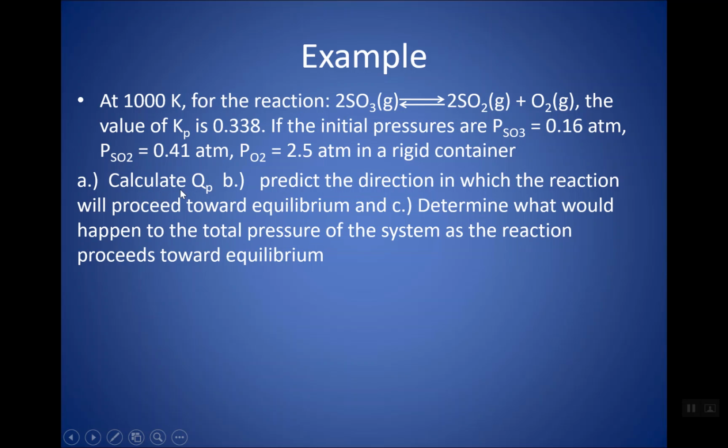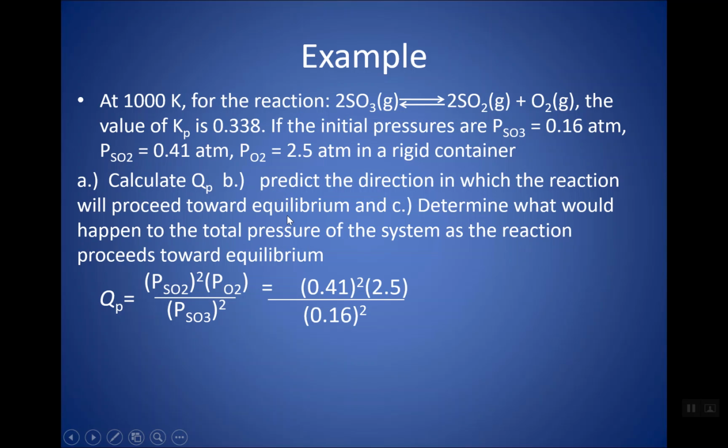Sometimes on the AP exam, they won't come right out and say you're calculating Q. They might literally just jump to which way the reaction is shifted, or are you at equilibrium. So don't forget, Q is an avenue, a way for you to do that. So I'm going to plug in my initial data. Since it's KP, I'm going to call this QP, and I'm using partial pressures. Make sure they're in atmospheres. You have to use atmospheres for partial pressures when you're calculating Q, even though Q is unitless. We're assuming we're using atmospheres. And when I calculate it, I get 16.4.